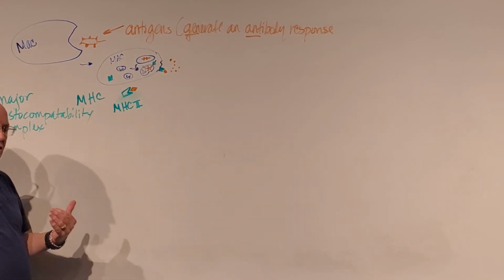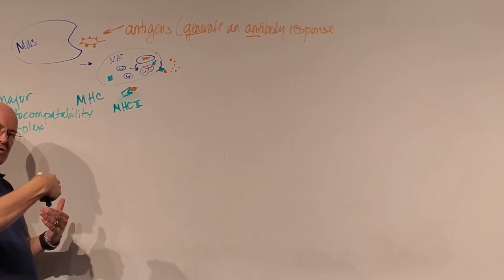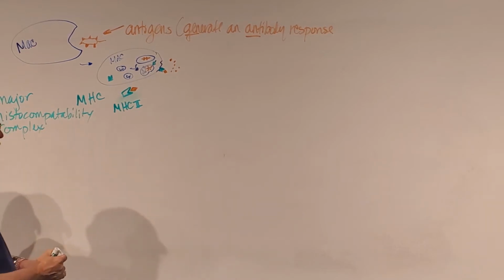MHC1 molecules would be generated if the foreign invader was already inside the cell and we digested it, like viruses. Then we attach an MHC1 molecule to it, and then that would be on the surface of our cell.